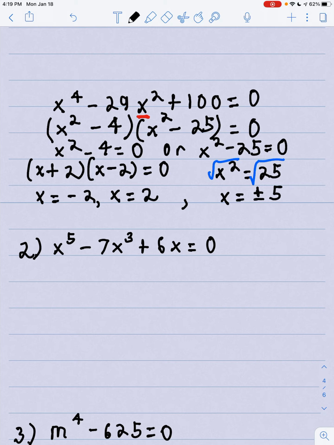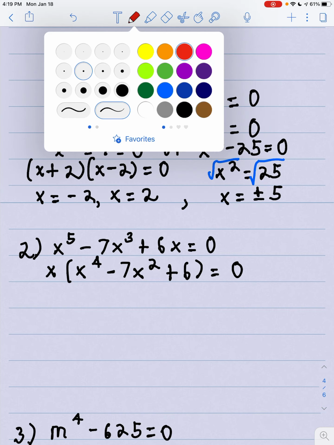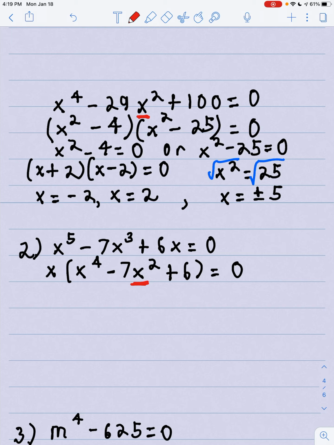And there's a good reason for that, and that's the fact that we have a common factor of x that we can pull out of all 3 terms. And when I do that, that leaves me with x to the 4th minus 7x squared plus 6 equals 0. Now, I can recognize the middle term's power of 2 is half of 4. So that means what's in parentheses is of quadratic form.